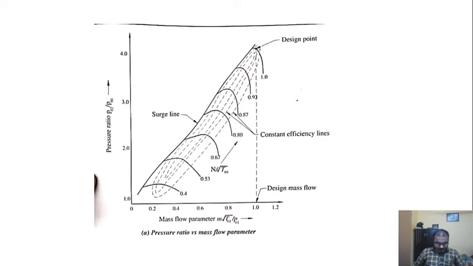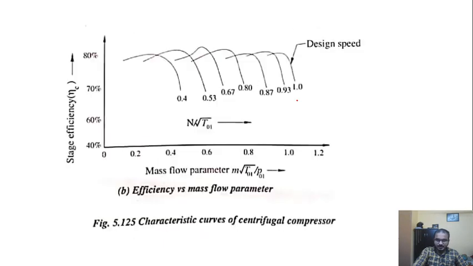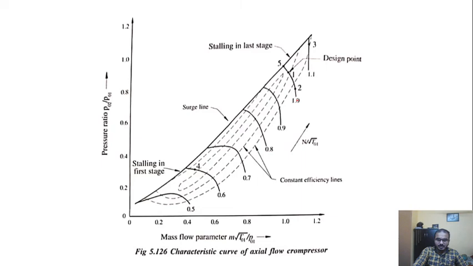This is actually for the centrifugal compressor, but our topic is in syllabus. We are having the characteristic curve for the axial flow compressor, which is visible over here. So we are going to discuss this in detail. First of all, we need to observe the x and y axis. On the x axis we are having a mass flow parameter.